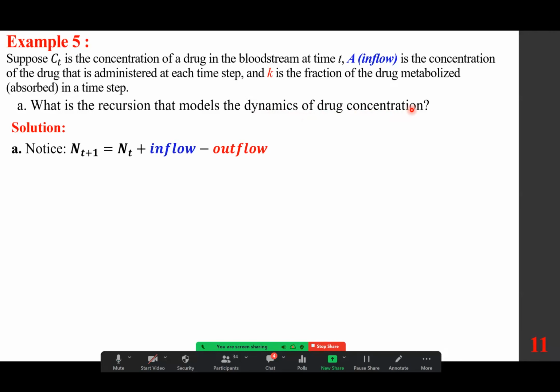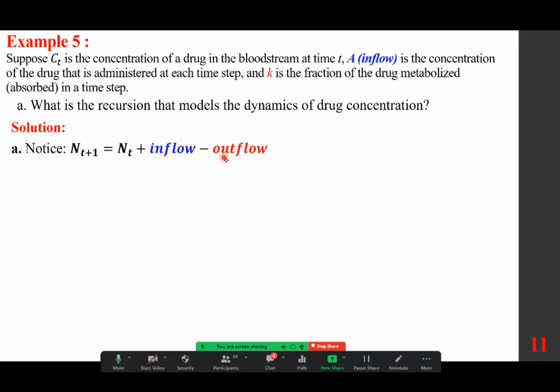First, N sub t plus 1 is N sub t, whatever we had there, plus what we add. What do we add? Some inflow minus whatever it takes out. We call it outflow. Now we're going to figure all of those. Since we are dealing with C sub t, the concentration, we're going to change this to C sub t plus 1. So this is C sub t plus inflow, we called it A.